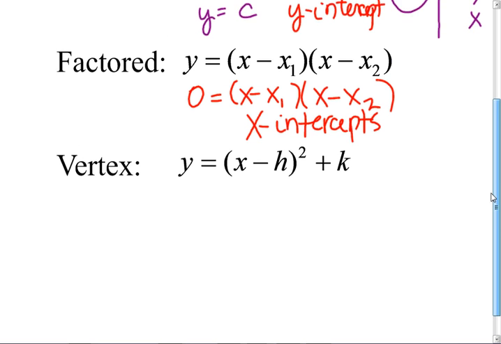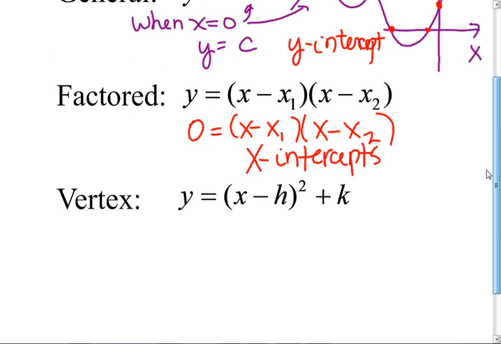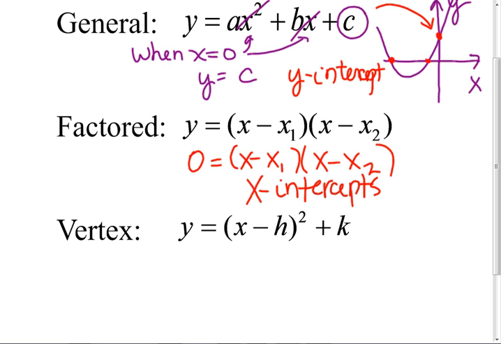And this is called what? Vertex form. And what does that give us? That gives us the point, either the lowest or the highest point. In this case, is this the lowest or the highest? Lowest. So that's the minimum. That's the vertex, which is at (h, k).